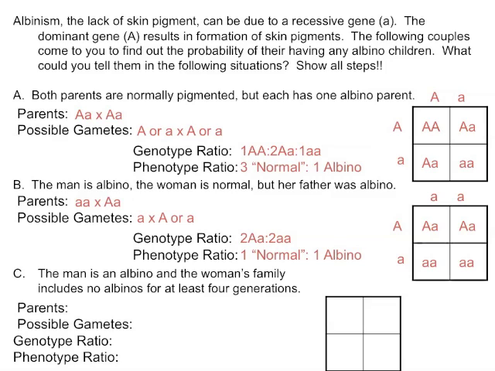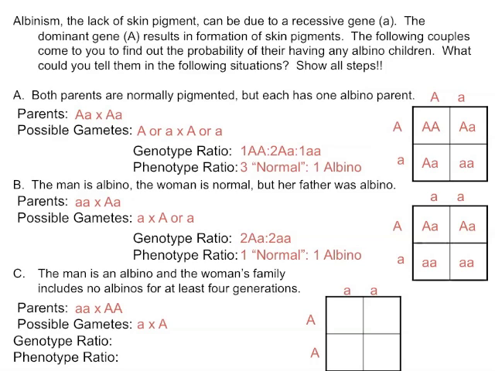Letter C says the man is an albino and the woman's family includes no albinos for at least 4 generations. Now, in this case, it does lead to a little speculation. It is entirely possible that there are no albinos in this woman's family, and she is big A, little a. But based off the information that we're given, we are going to assume that the lack of albinism in her family is an indication that she is homozygous dominant. And therefore, one parent has little a, that's the albino man, and she is big A, big A.